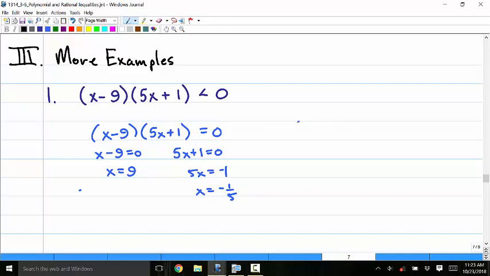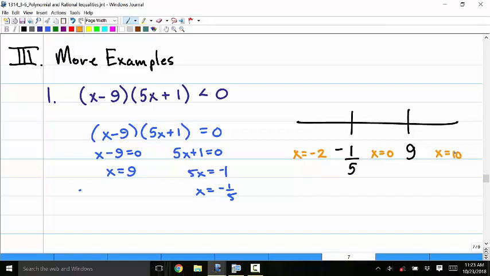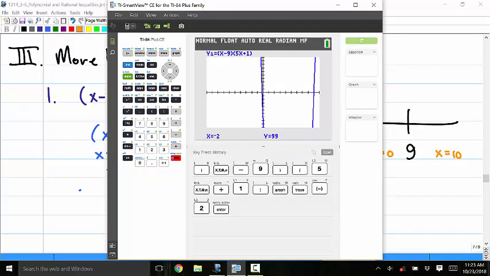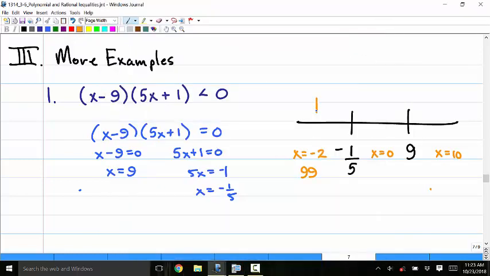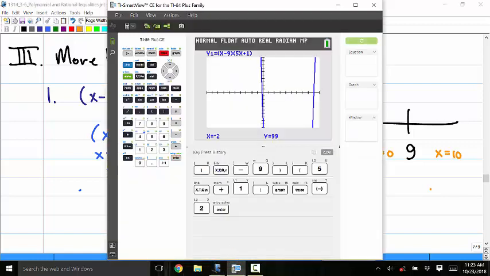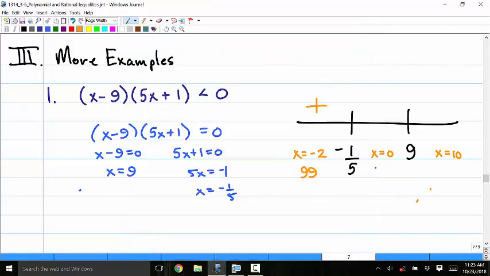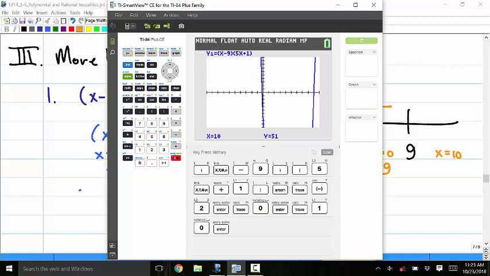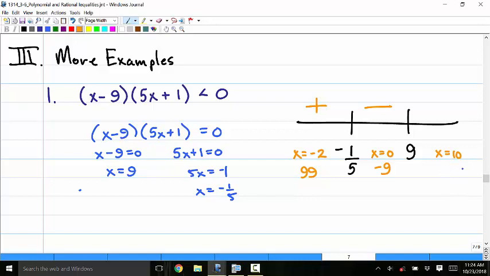If I put those numbers on my number line, negative 1/5, 9, I need to pick values in between on all three of those intervals. Maybe negative 2, 0, and 10. I go to my calculator, I type in trace negative 2, I get positive 99 for my y value. I put a plus sign up here. I type in 0 for my x value, I get negative 9. I'm going to put a negative up top. And last, I hit trace 10, enter, I get 51, which is a positive.